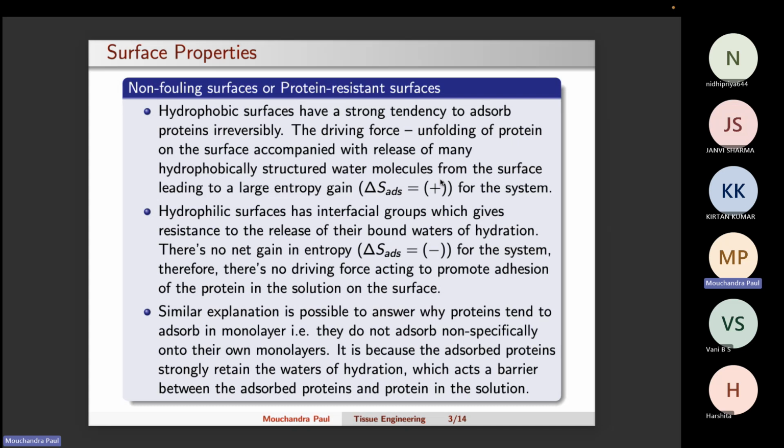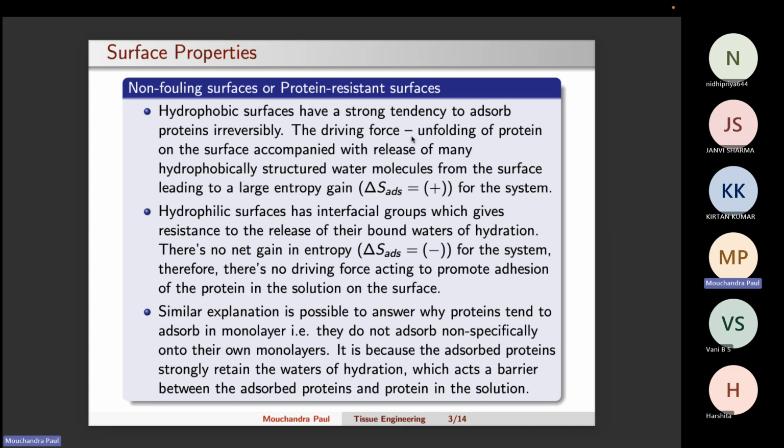So here also, this gain in entropy is basically supporting the adsorption of more and more protein molecules. The system is always trying to increase its entropy, and in this case, for hydrophobic surfaces, the water molecules are very much happy to leave the surface. So the proteins in the solution can adhere, and the adhesion happens in such a way that they unfold completely. So very, very strong adhesion is happening here.